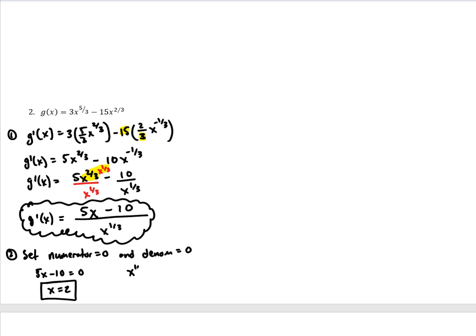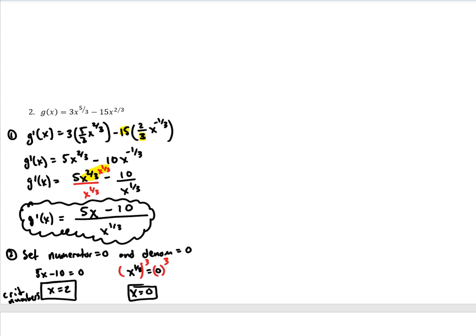And then the denominator set equal to 0, x to the 1/3 set equal to 0. To get rid of that power, I would have to cube it, but it really doesn't matter what the power is anyway. It's just going to be x equals 0. If I need something to equal 0 and it's raised to a power, the only option is 0. So it is x equals 0 there. Which means that these are the critical numbers. Now that we have this solved, these are the critical numbers. So let me mark it.